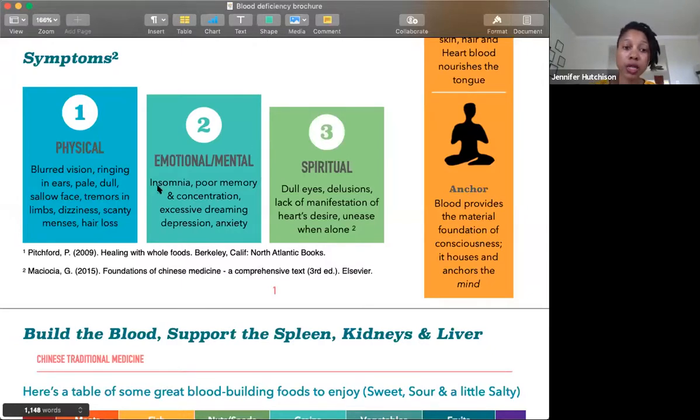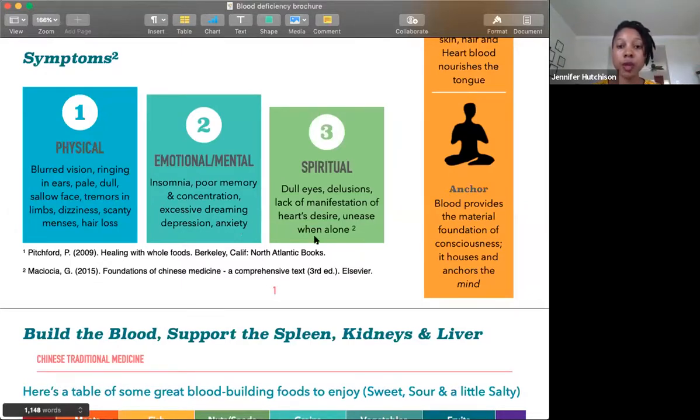Emotional and mental things like insomnia, poor memory and concentration, excessive dreaming, depression. And depression and anxiety are such broad terms. If you talk to your acupuncturist or a therapist, they're going to have to narrow that down to how you experience those types of symptoms.